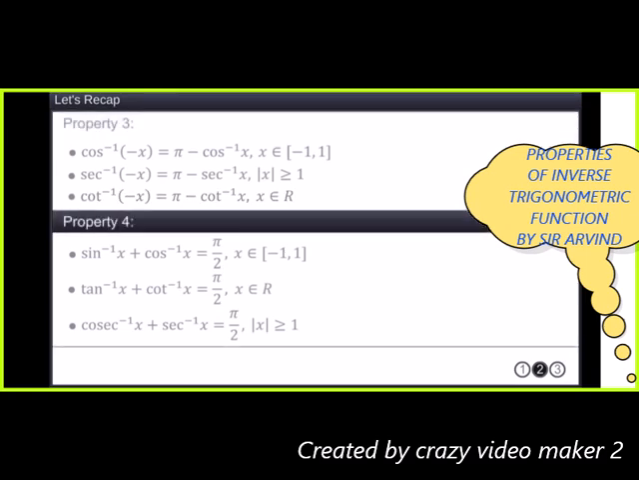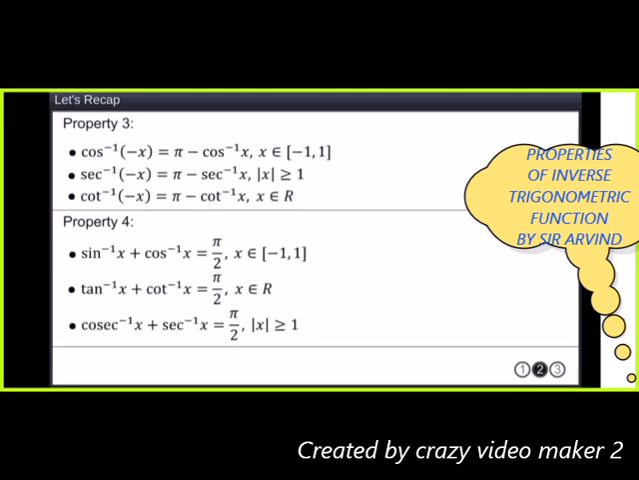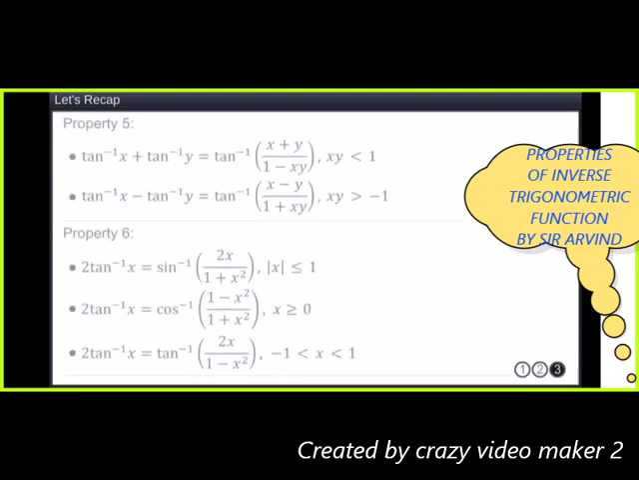Now property number 4, sin inverse x plus cos inverse x is equal to pi by 2, where x belongs to minus 1 to 1. Tan inverse x plus cot inverse x is equal to pi by 2. Similarly, cosec inverse x plus sec inverse x is equal to pi by 2. All these three are pairs of complementary angles. So you have to learn it by the complementary angles property. Property number 4. Now let us think about property number 5.